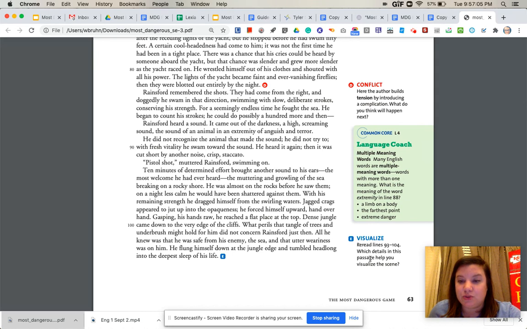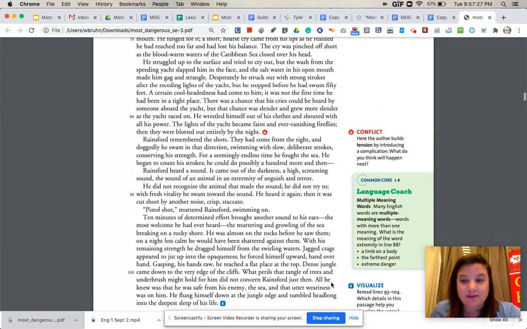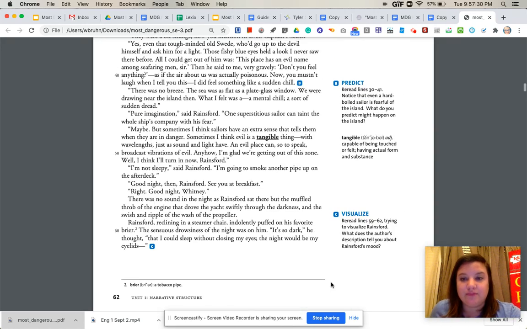This is a visualization question. It's asking what details in the passage help you to visualize the scene. So you want to list details that help you paint a picture in your mind. What are some words that the author uses that help you imagine what it looks like where they are? Just think about words that describe the location.